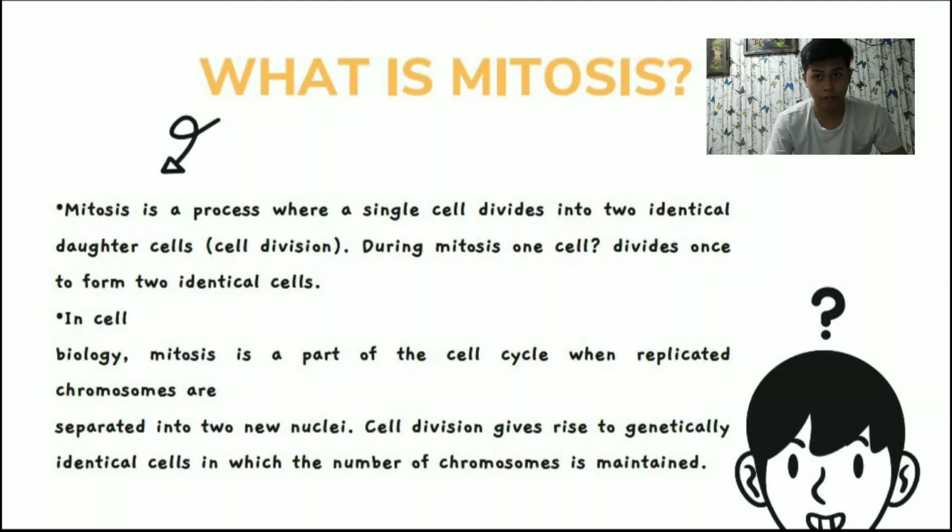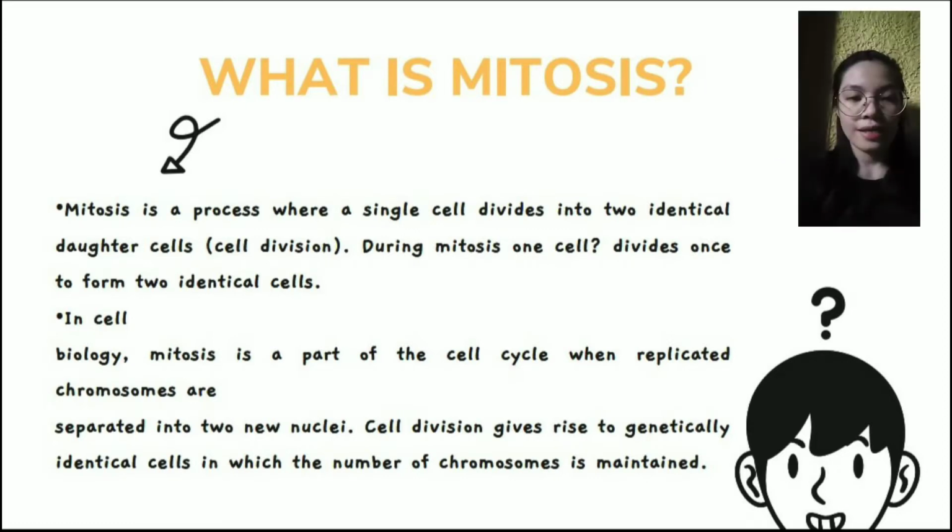Let's start. First, what is mitosis? Mitosis is a process where a single cell divides into two identical daughter cells, or what we call cell division. Cell division is a process of reproducing cells. It is necessary for organisms to undergo cell division because it's for growth, development, and repair of tissues.